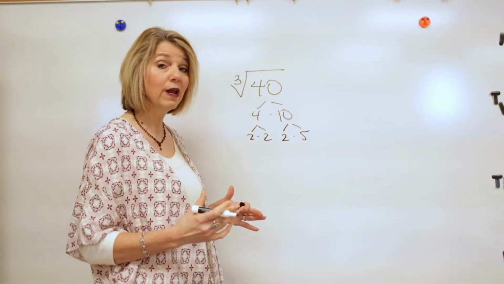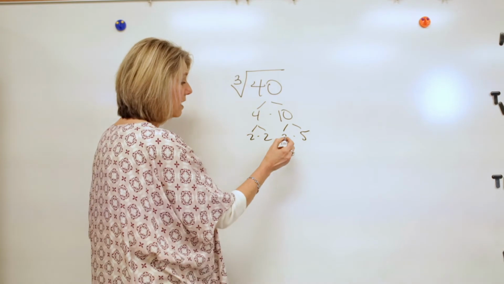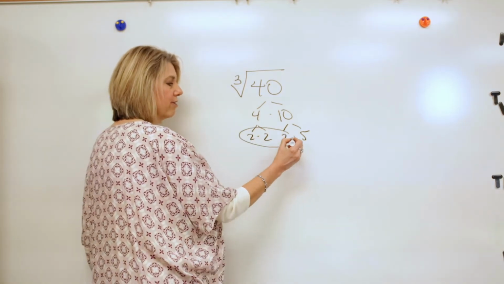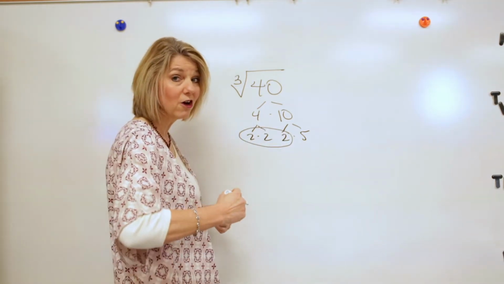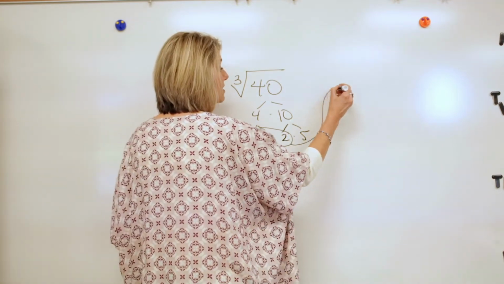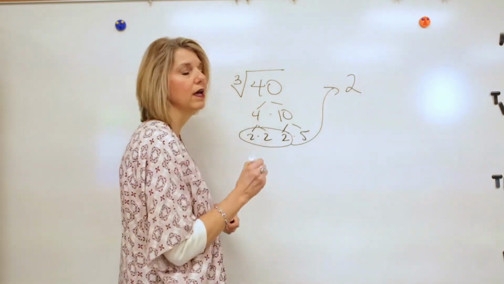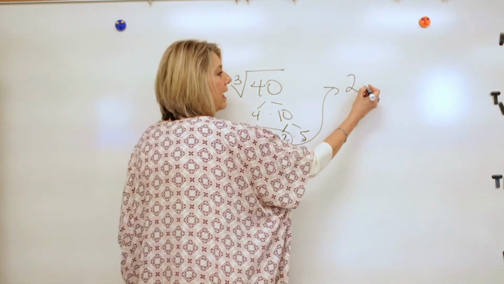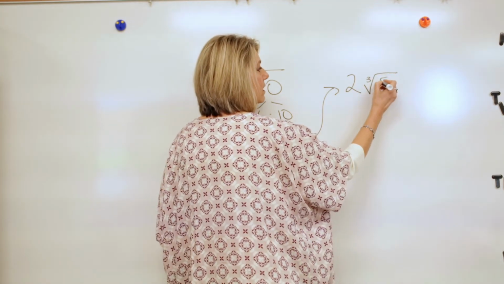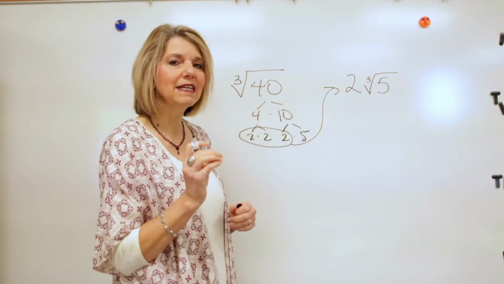Now, it's a cube root house. I need 3 of something to come out, and I have 3 2s. They lock arms. They skip out of the house free as a bird, but in the house is left a 5. So that's just kind of the basic idea.